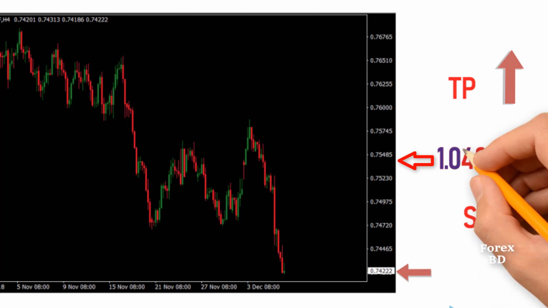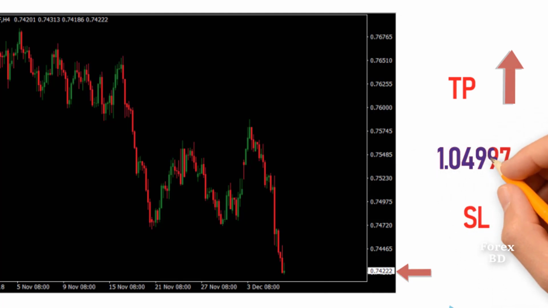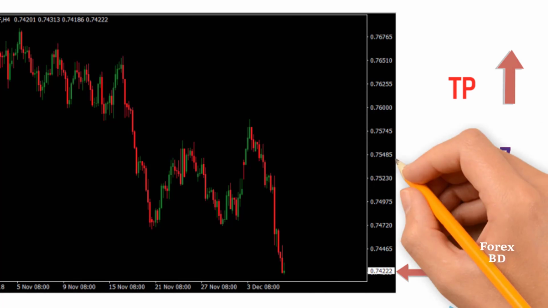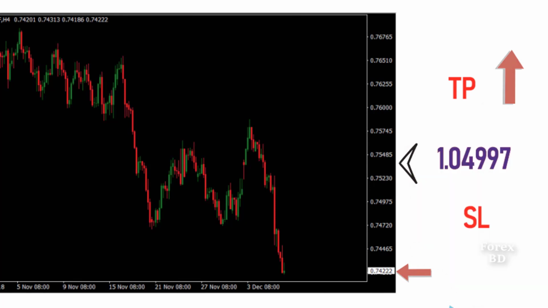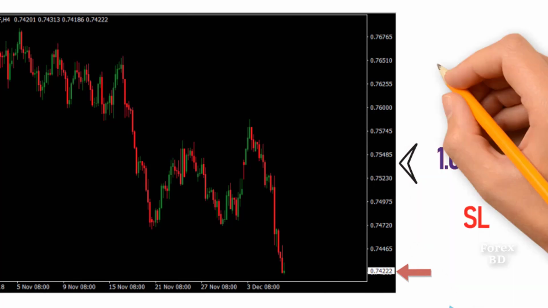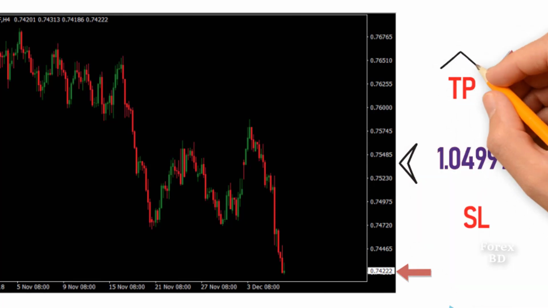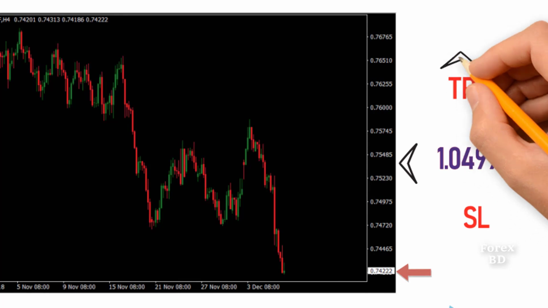Since we have taken a buy entry from this point and this point is 1.04997, you will account for the rest of the numbers after the decimal. So here we see 5 digits after the decimal. Then it means that the last one is pipettes.